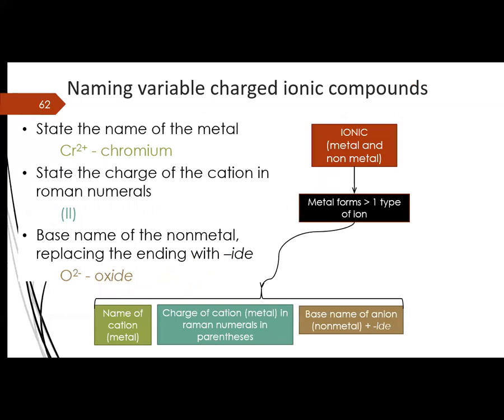So we're going to do an example. We're going to look at CrO. So CrO is made up of chromium and oxygen. So chromium, we would name that first, chromium. We would then indicate its charge. In this case, it's a 2+, so chromium 2. And then we would call that oxygen and change it to oxide. So that's how we get chromium 2 oxide.